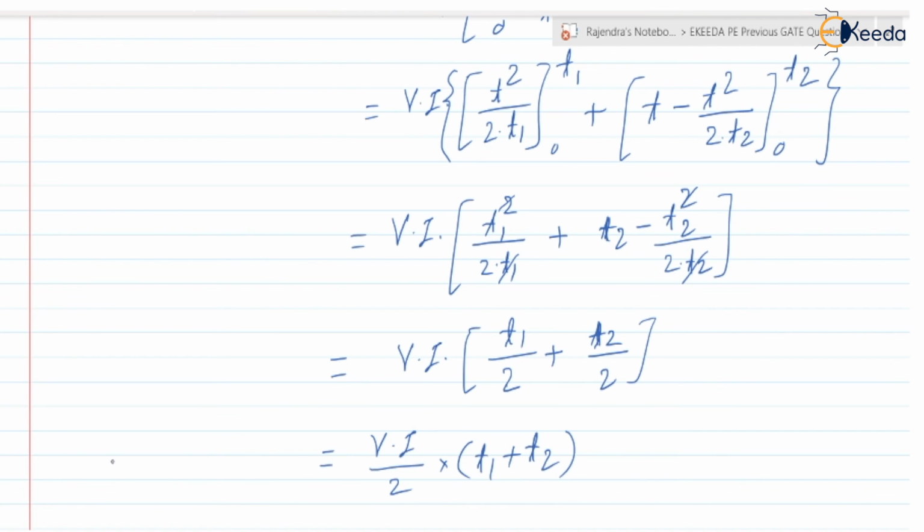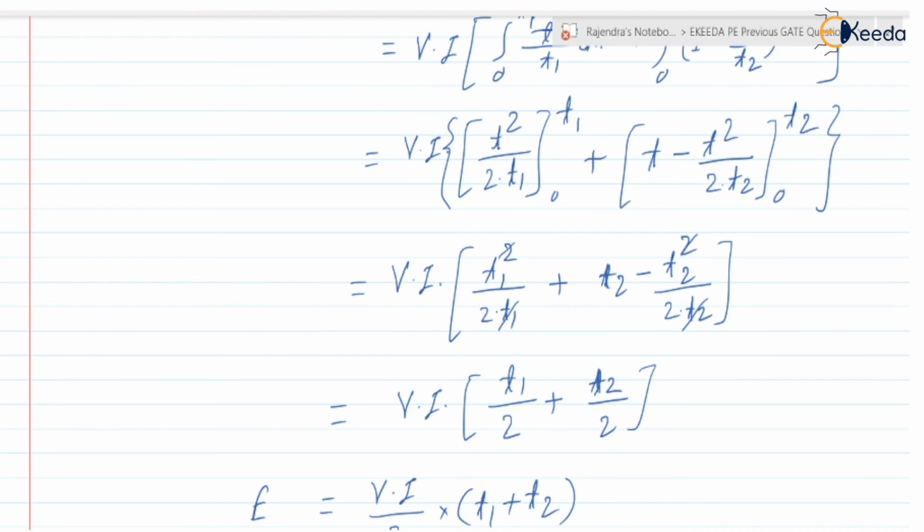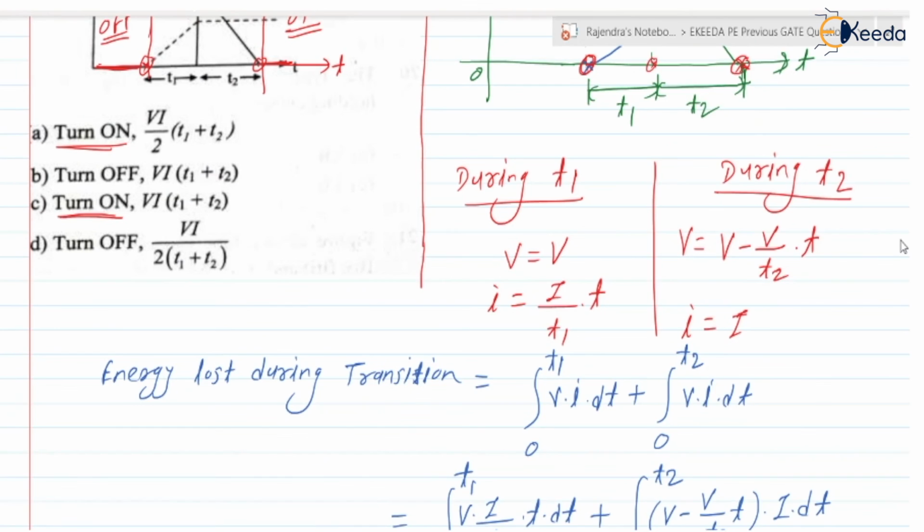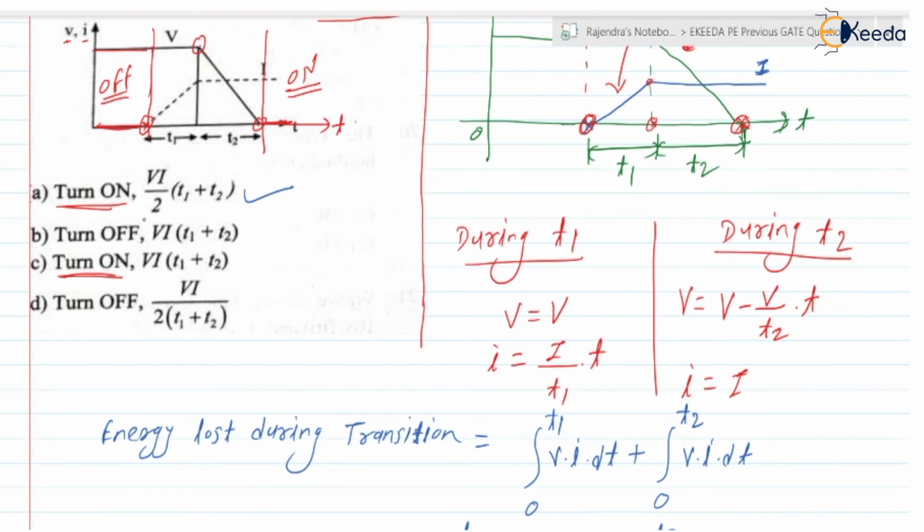This is nothing but the energy lost during the transition. I am writing it as E, energy lost during transition, it is VI by 2 into t1 plus t2. And what is the transition? Transition is on transition. So the correct option is option A.